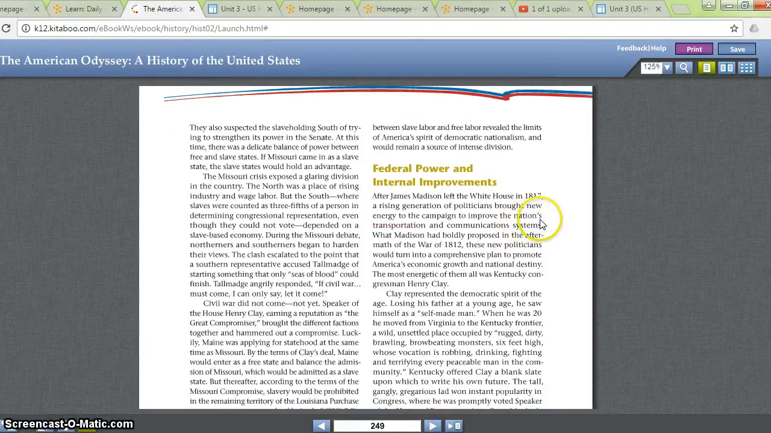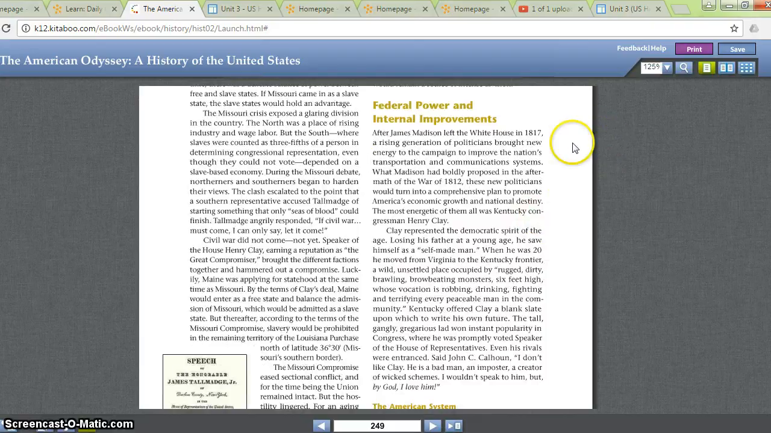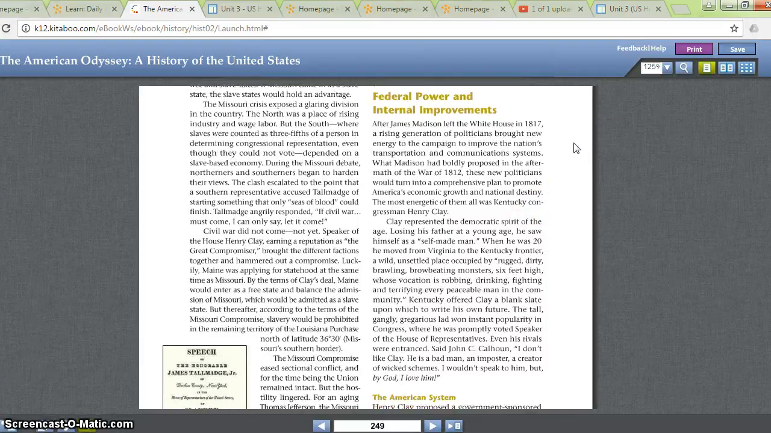Federal power and internal improvements. After James Madison left the White House in 1817, a rising generation of politicians brought new energy to the campaign to improve the nation's transportation and communication systems. What Madison had boldly proposed in the aftermath of the War of 1812, these new politicians would turn into a comprehensive plan to promote America's economic growth and national destiny. The most energetic of them all was Kentucky Congressman Henry Clay.